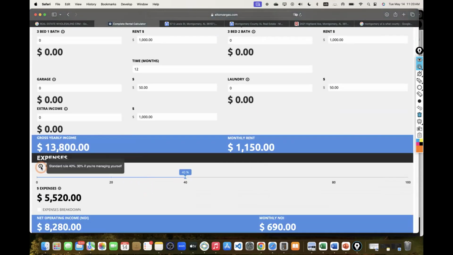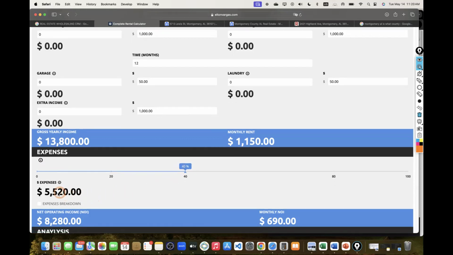Here's two things. It'll be 40%. I live in California, so if I were to invest in this myself, I'm out of state. I'll have a property management in place. If I happen to be living in the area, or if I want to manage my own investments, then I can cut it down to like 30%. Because I'm out of state, it'll be 40% on the expenses. So my expenses are going to be $5,520.